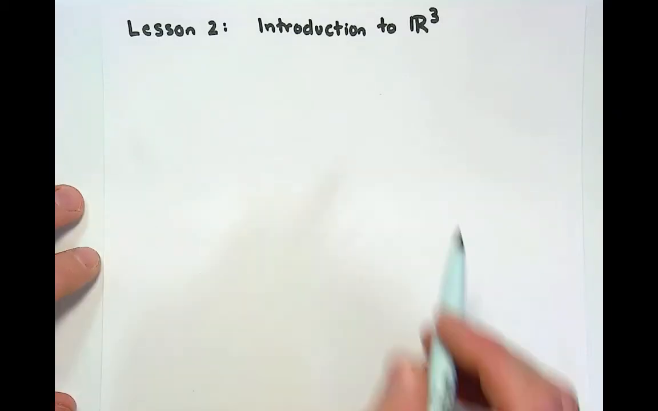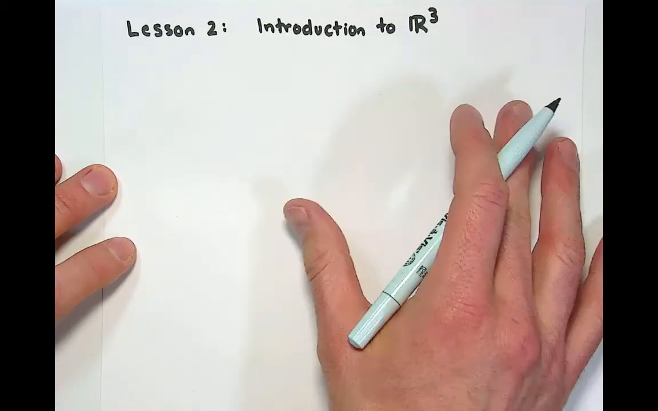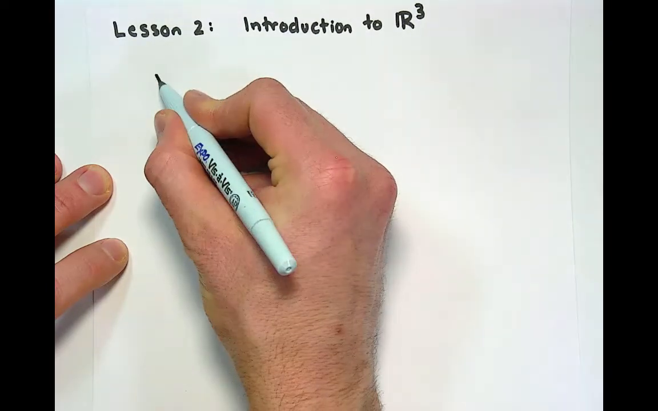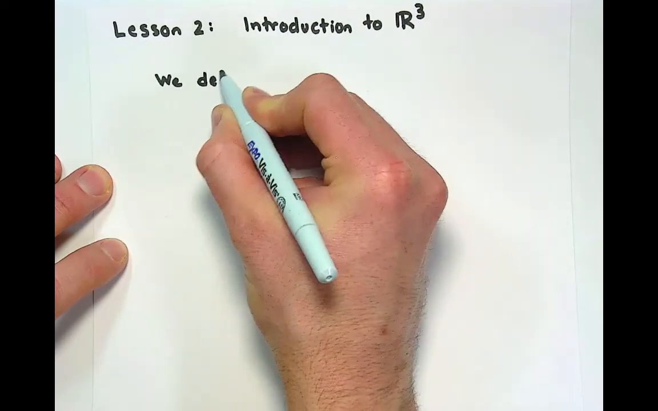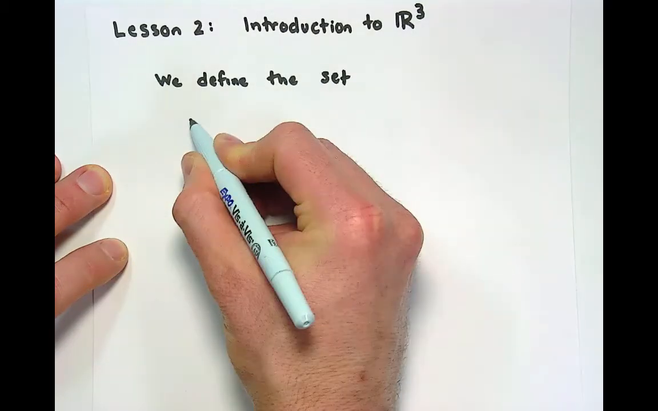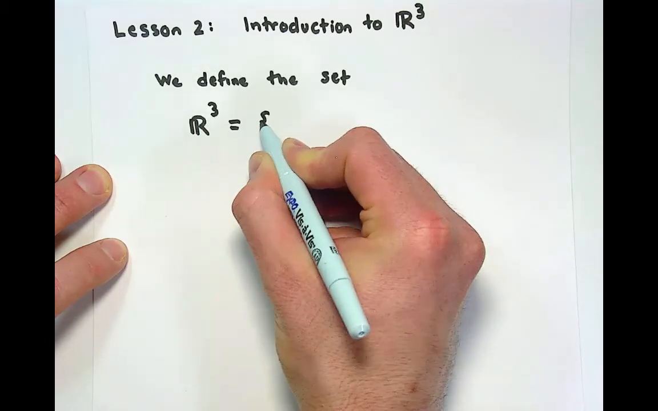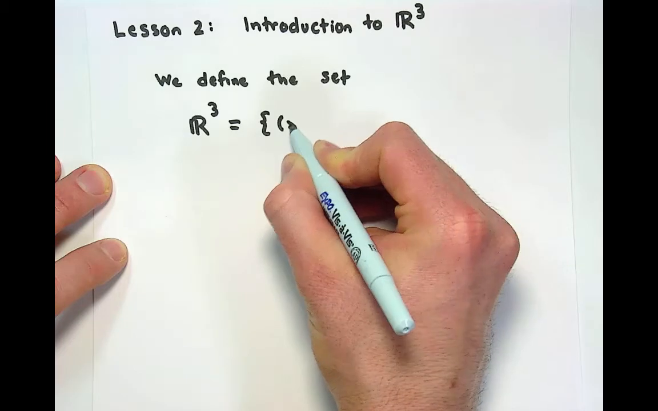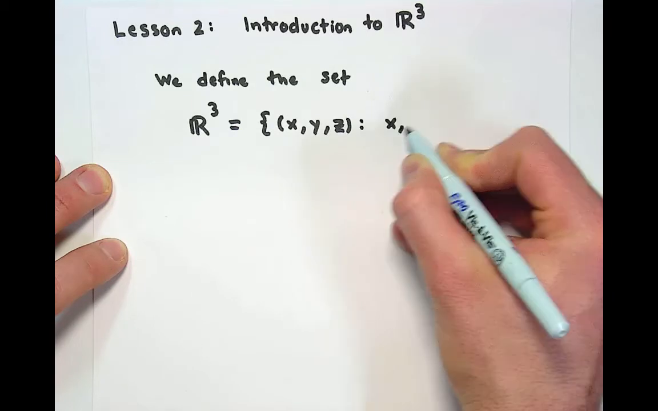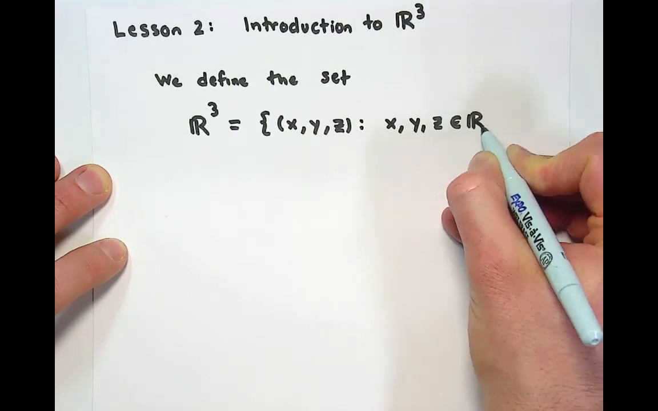Welcome back. In this video we're going to continue our introduction to R3 by defining this set and looking at our first graphical interpretation of ordered triplets. We start by defining this set as the set of ordered triplets such that each coordinate of these ordered triplets is a real number.